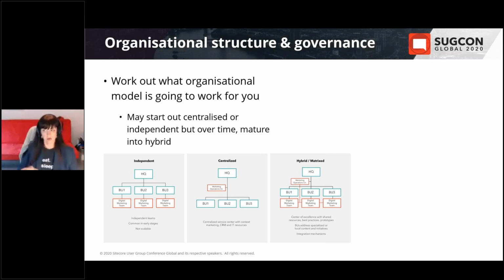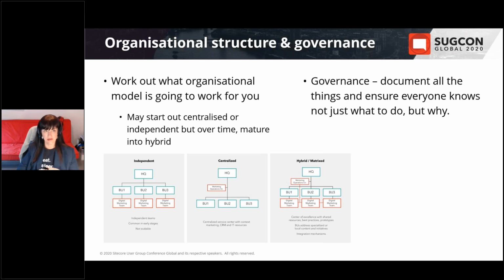You might start out with either a completely independent or completely centralized model, for example, but over time, as you scale it, you're probably going to want to look at this hybrid matrix model. So you want to keep that in mind and move towards that, okay? And governance, as I said, document everything, all the things, write them down, and the why, not just the what, okay? Understand the reasoning for it. You want them to be following it voluntarily, because otherwise it's going to be somebody's extremely painful job to go up and fix it afterwards.